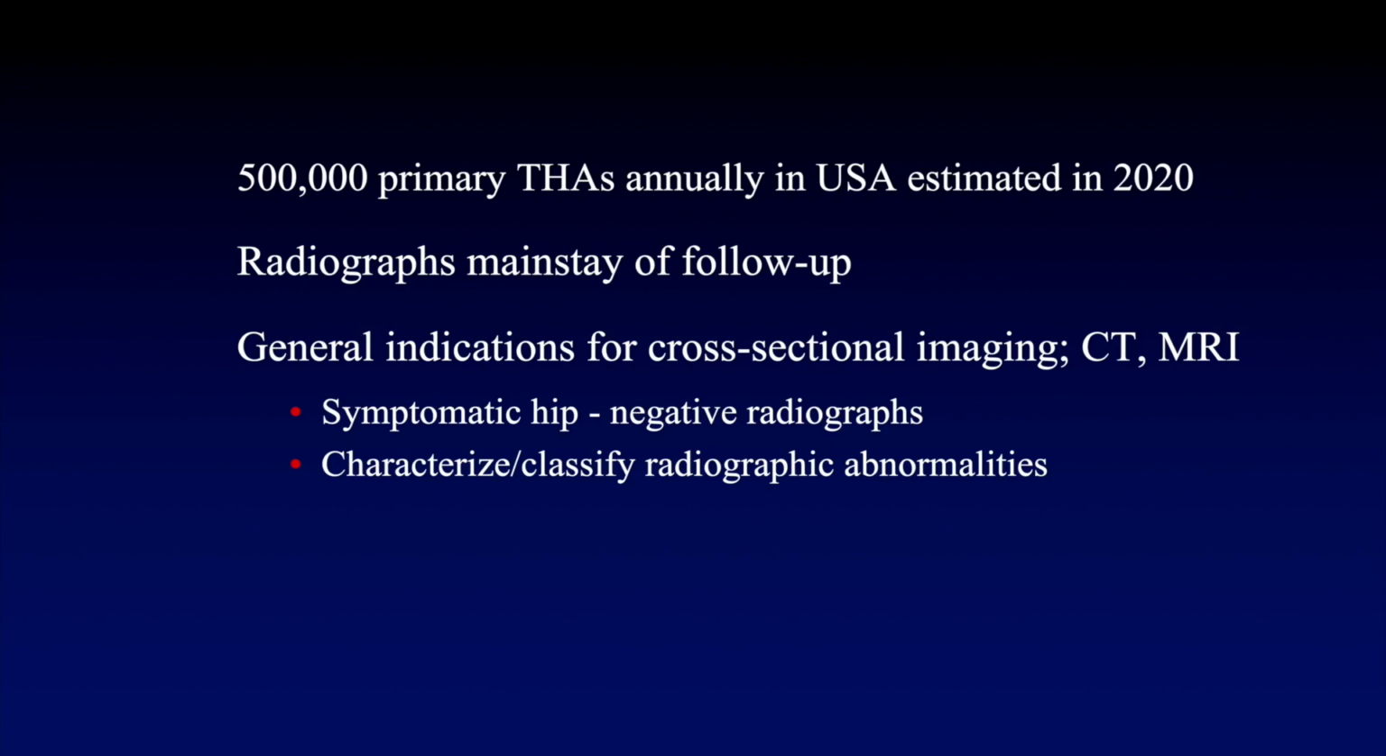However, the general indications for cross-sectional imaging of total hip arthroplasties, that being CT and MR, have really grown over time and include evaluation of patients with symptomatic total hip arthroplasties with negative radiographs, as well as use of cross-sectional imaging in the characterization and classification of possible subtle abnormalities seen on radiographic evaluation.